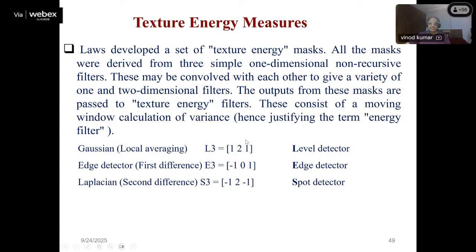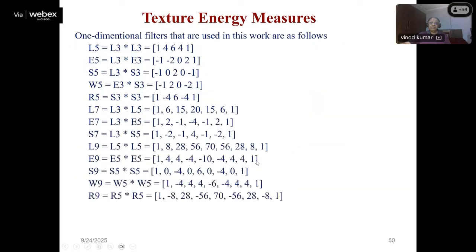Those who have read digital image processing will clearly understand. These are signal processing filter coefficients applied on data: for averaging, that means a low pass filter; this is the first difference, which you can say is a high pass filter; and this is the second difference, that is the Laplacian filter. In the case of two dimensions, from this we calculate two-dimensional features. First I will give you the texture energy measure for 3 point, and this is for 5 point.